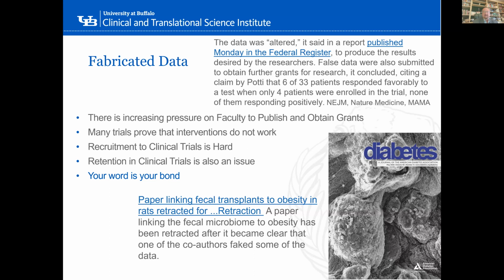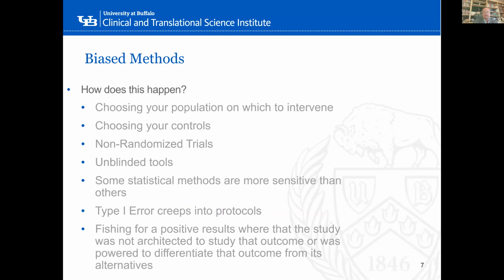And even though this was printed in Diabetes, the retraction was printed in New England Journal, Nature Medicine, and JAMA. And so much higher impact journals covered the retraction than covered the original paper.